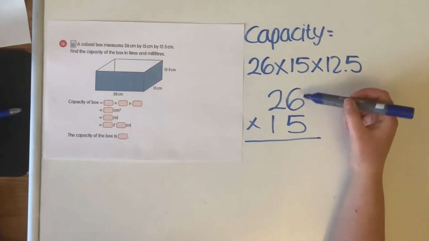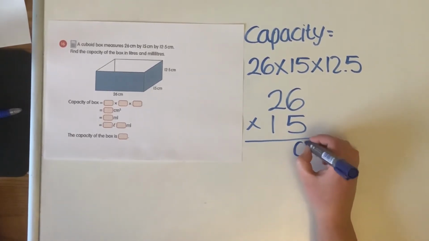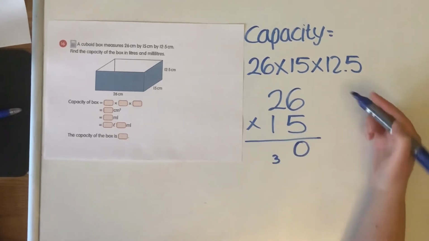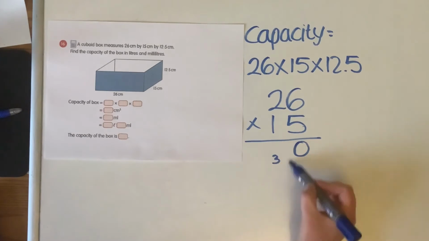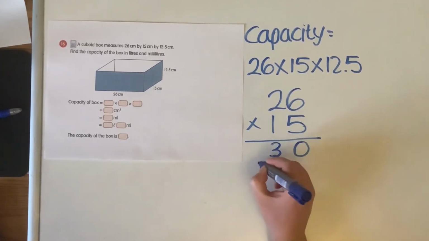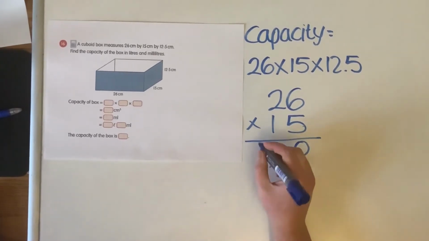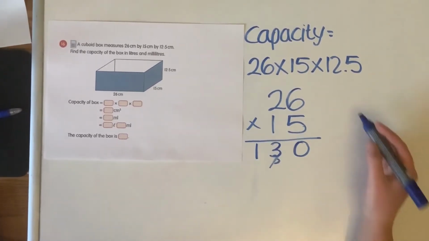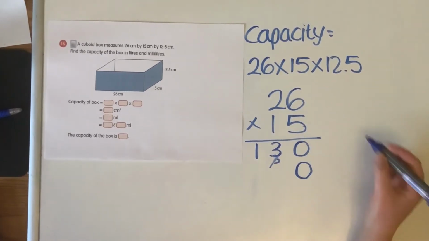Okay, and then I'm going to do 6 times 5. 6 times 5 is 30. Then I'm going to do 2 times 5. 2 times 5 is 10, add on my regrouped 3 is 13. Okay, and actually, because I've got no more, that would be 130. Then I'm going to multiply by my 10. So I need to remember to put my 0 in, my placeholder.